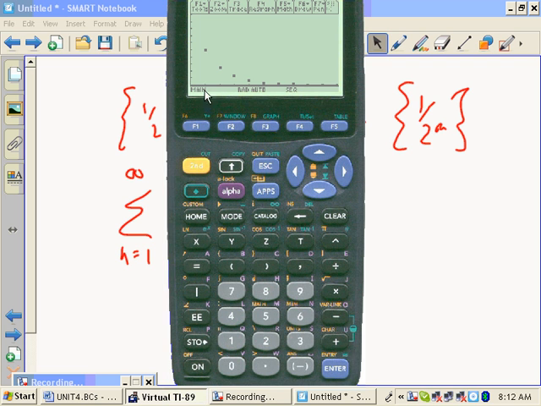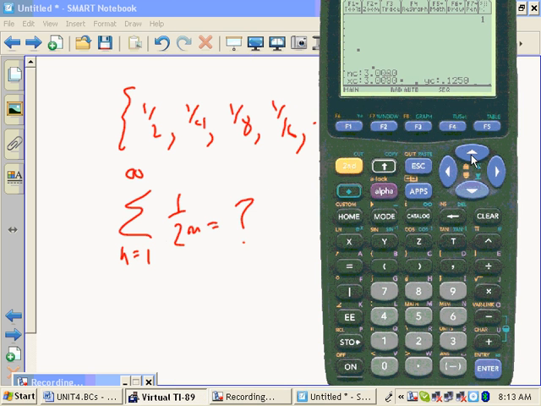So it starts when n is 1. Oh, wait, let's trace. When n is 1, you get 1/2, right? When n is 2, you get a quarter. When n is 3, you get, sorry, we said an eighth, didn't we? An eighth. When n is 4, you get a 16th, and so forth.